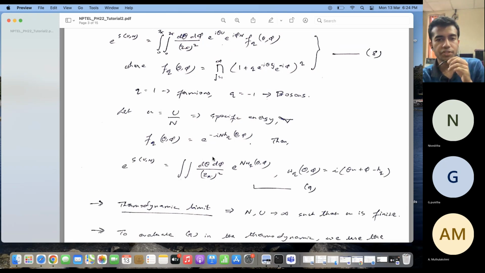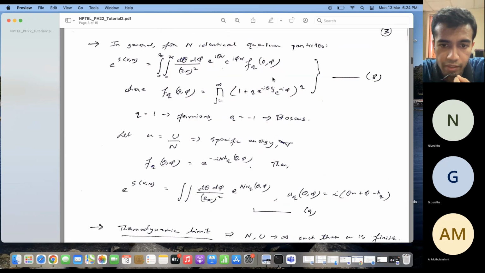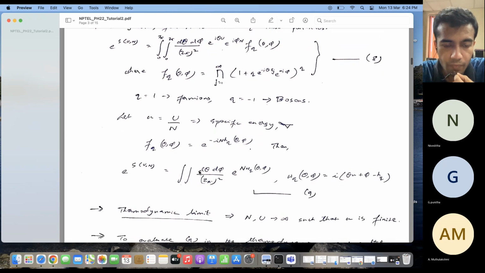Okay, now we go on to define what is known as the thermodynamic limit of the system. And with this definition, we will see that it will be easier for us to evaluate this particular integral, because in its current form, this integral is usually very difficult to evaluate exactly, or it may not even have a solution. All right.